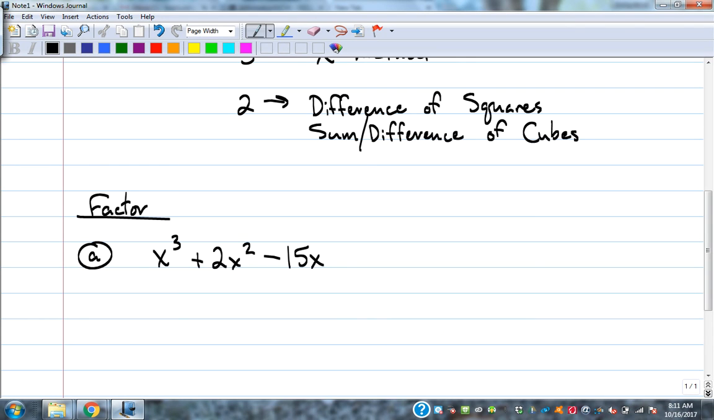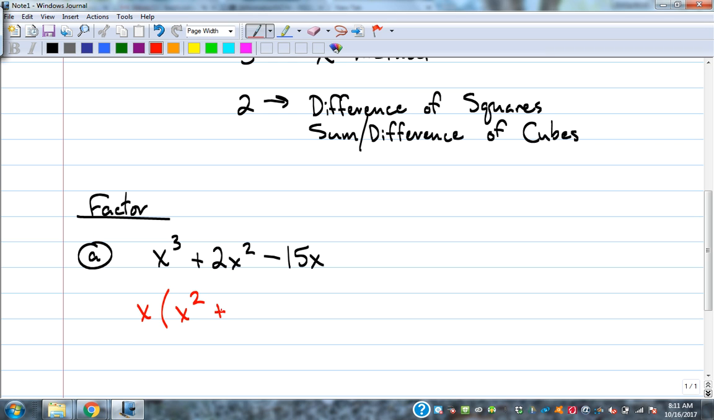All right, so it's in descending order. It's simplified. The next thing we look for is what? Greatest common factor. What do all three of these have in common? They all have an x, at least one x. All right, so the greatest common factor is x. If I pull an x out of each one of them, what's that leave in parentheses?